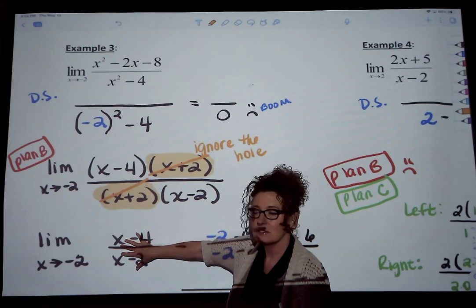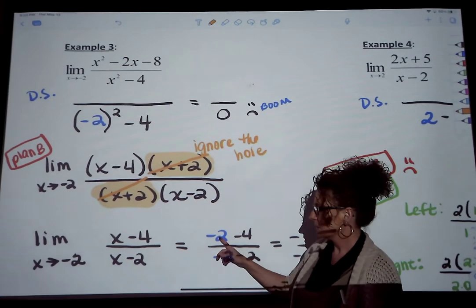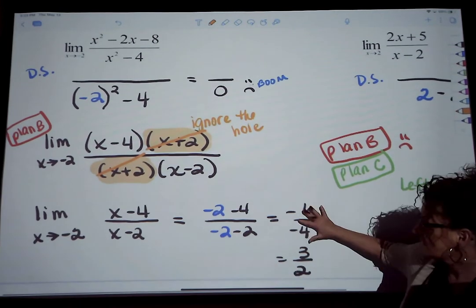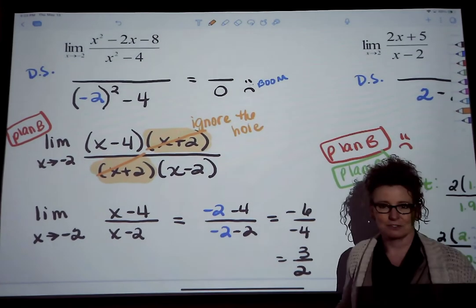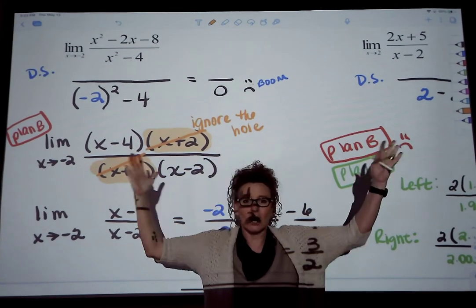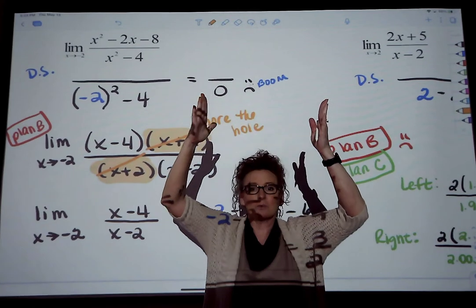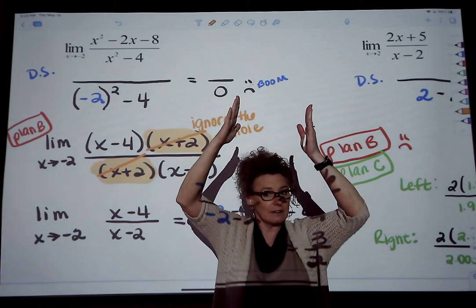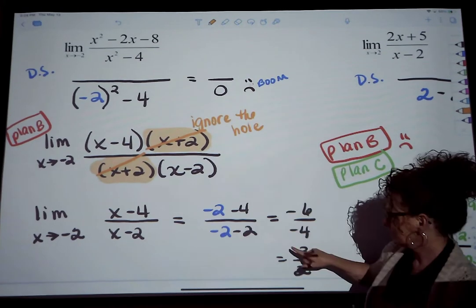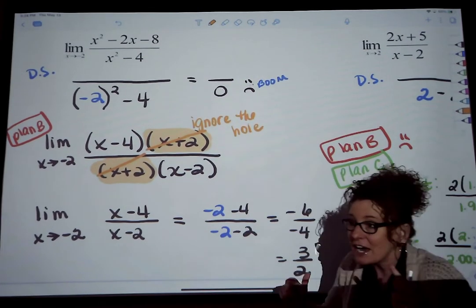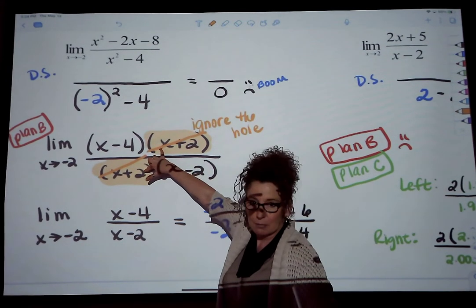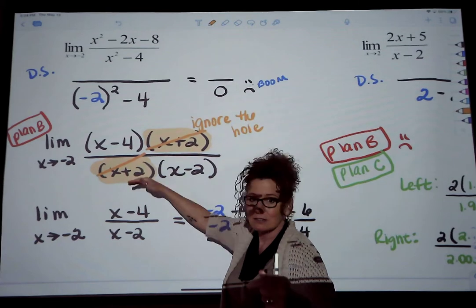Now, sub in the negative 2. Sub in the negative 2 and I get this, which reduces to 3/2. Yes, there is a hole at negative 2, but on each side of the hole, guess where my y values are headed? My y values are headed toward 1.5. And I can only figure that out if I ignore the hole, because this right here is causing me to blow up. If I ignore that, then I don't blow up anymore.